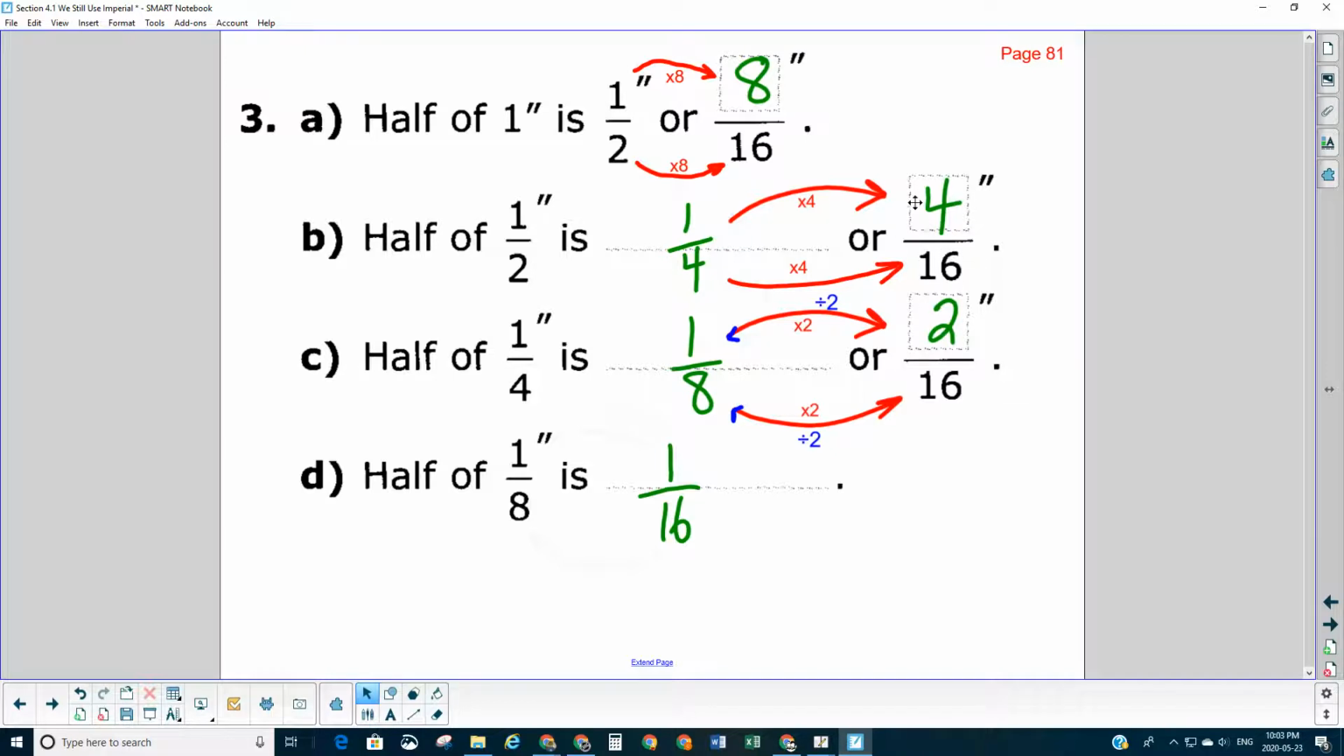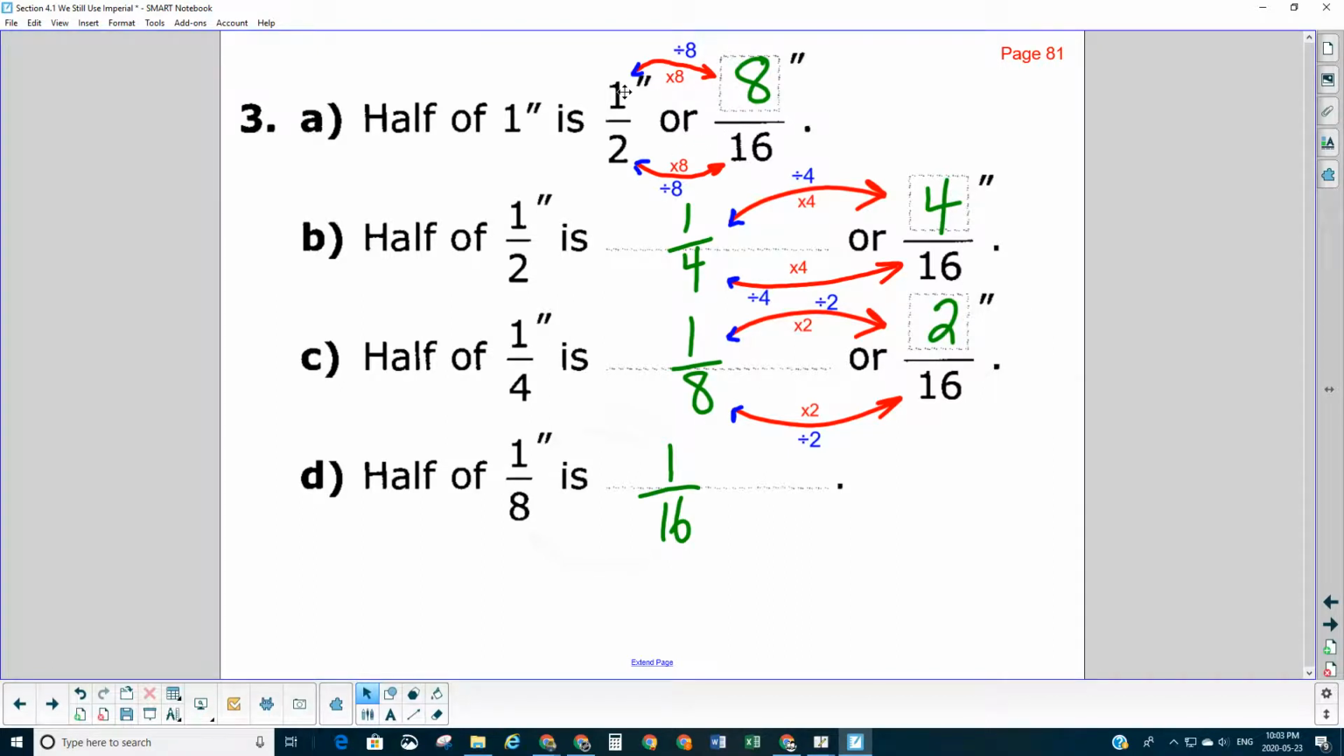If I was reducing this 4/16 and I wanted to reduce it down to quarters, then I would have to divide by 4. So 16 divided by 4 is 4, and 4 divided by 4 is 1. And similarly, if I was going from 16ths to halves, I would have to do the inverse of times 8. I would divide by 8. 16 divided by 8 is 2.